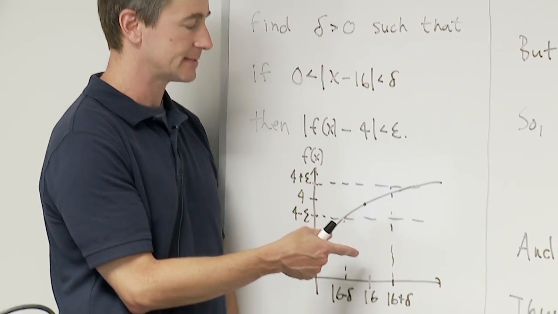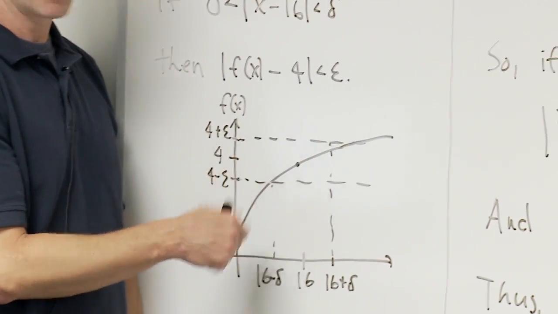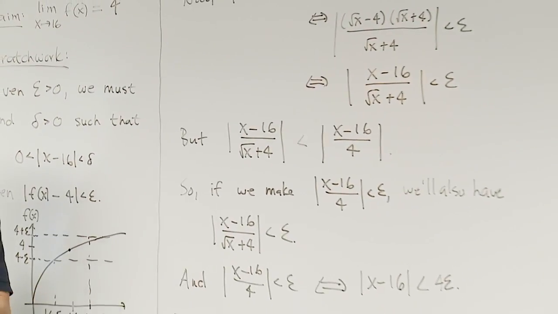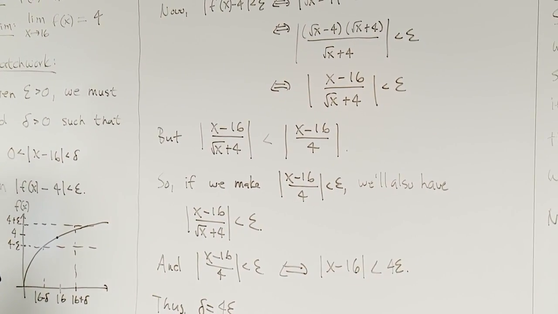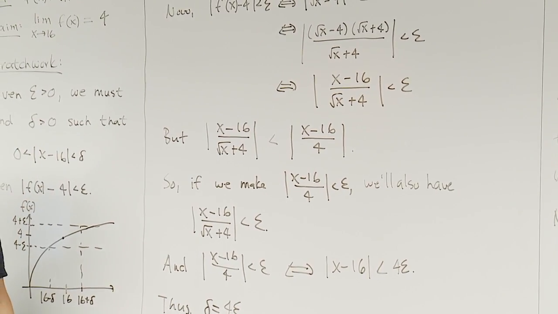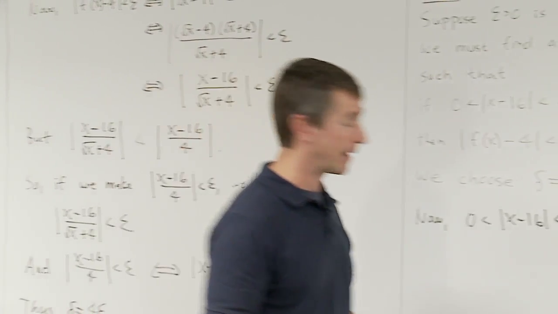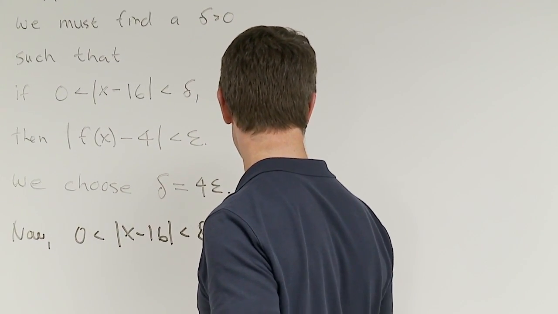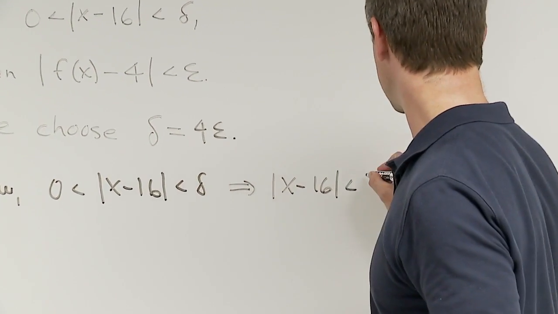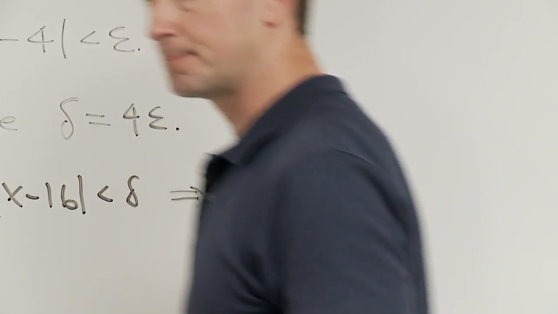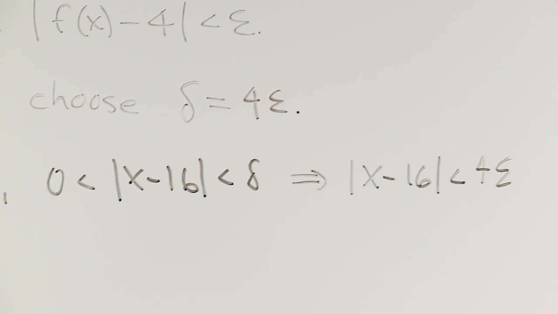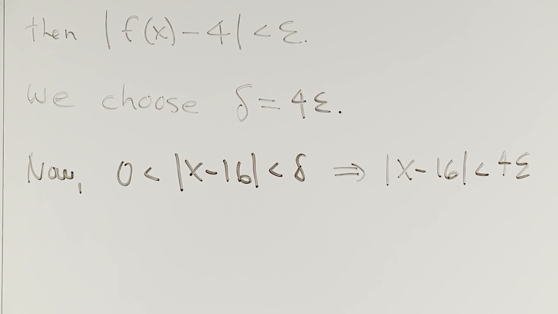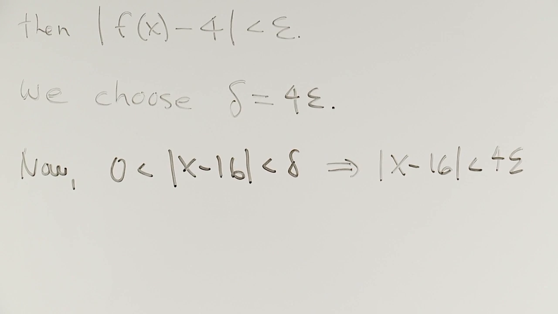Was anything funny happening at x equals 16 with this function? No, this graph is perfectly continuous, right? So in fact, if you look back at this algebra, we never needed to know that x couldn't be 16 when we were doing this. But we did need that sometimes last week. Meaning we can drop this 0 right away. So we can say this implies absolute value of x minus 16 is less than our delta, which we've decided is 4 epsilon. We didn't need that 0. It's perfectly OK with us if x ends up equaling 16 in this problem.